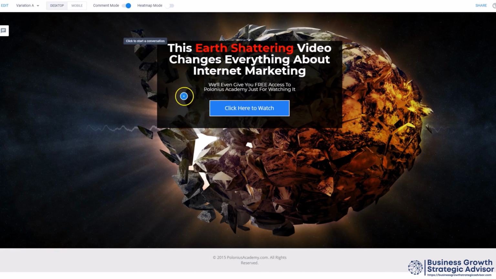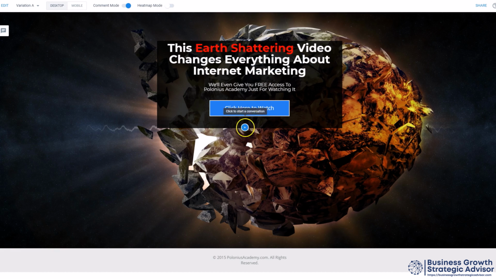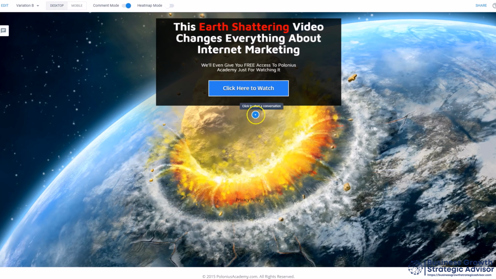A didn't perform terrible by any means. 38% is still a respectable conversion rate, but it's the lowest of these. And it's a little bit odd because this is kind of a cool looking image. But I think a meteor striking the Earth seemed to resonate. I mean, this is a great looking image, but maybe it resonated a little bit more directly being in the center of the screen and having a lot of focus on it, a lot of contrast there in the colors. And it worked well with the red words: earth-shattering video changes everything.